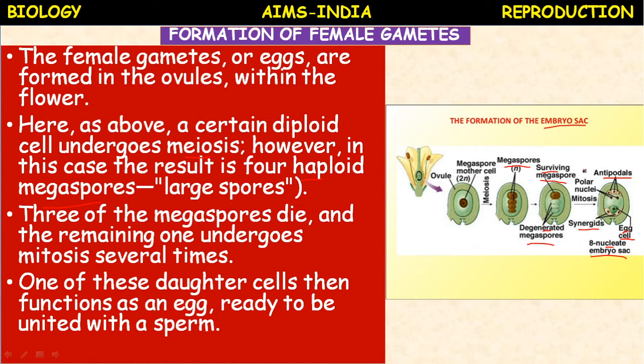That surviving megaspore will undergo mitosis and produce an 8-nucleated cell, which is called an embryo sac. A mature embryo sac consists of 3 antipodals, 1 egg cell, 2 synergids and 1 secondary nucleus or polar nuclei. Okay, so next event, what is that?